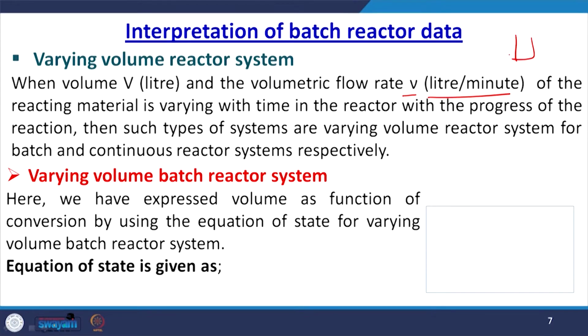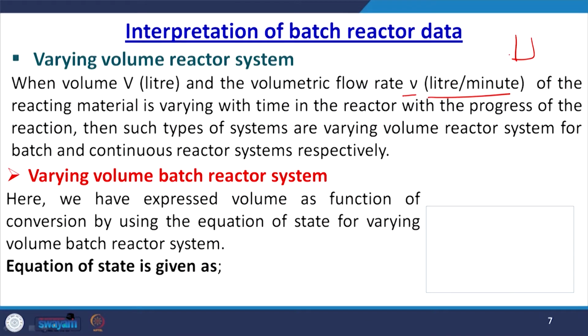I hope this is understandable: you are carrying out a reaction in any kind of reactor, the volumetric flow rate and volume V are under consideration, and during the progress of the reaction, both V and the volumetric flow rate vary over the course of time. So, we need to find the various equations associated with this type of approach.